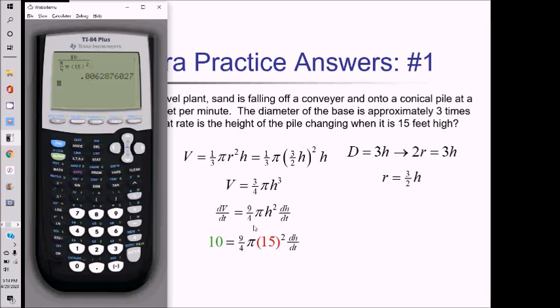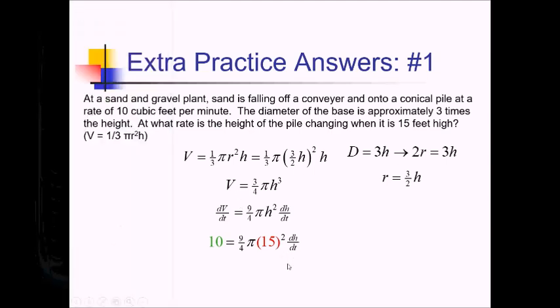Now, what's the units going to be on this? dh over dt is what we just solved for here. h, the height, is measured in feet, and t, the time, is measured in minutes. So this is going to be 0.006 feet per minute that the height is changing at.